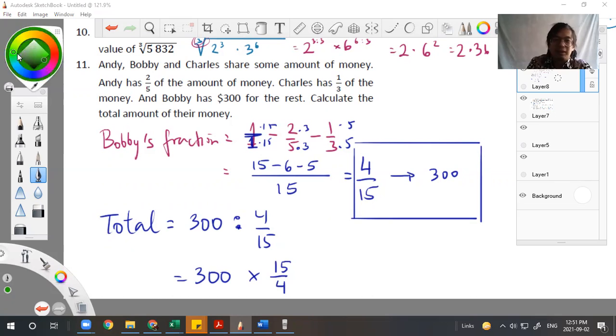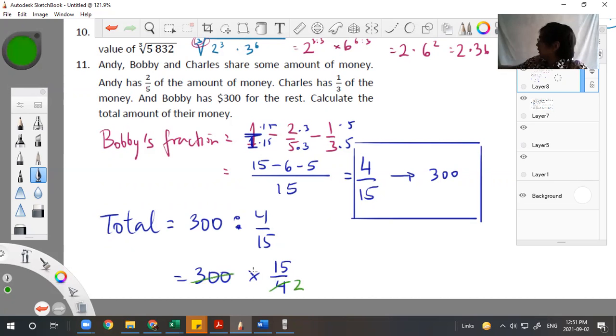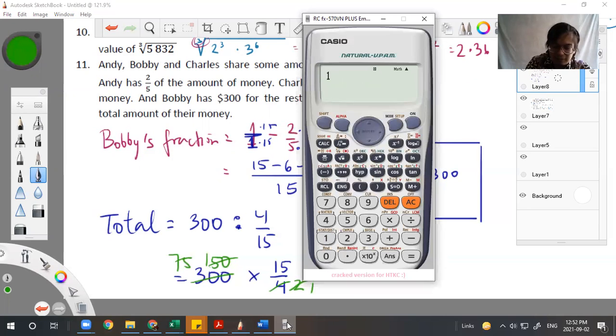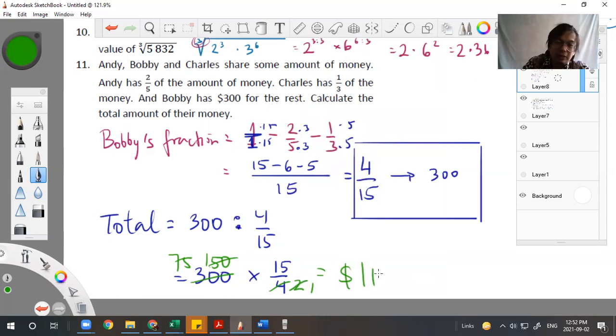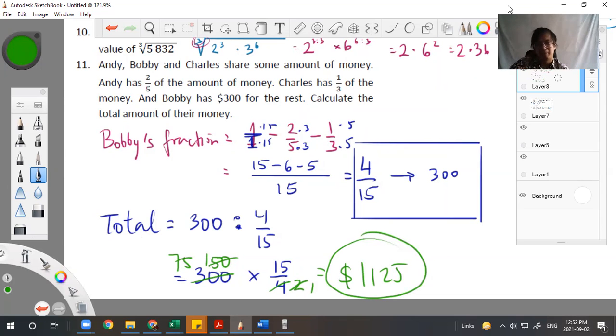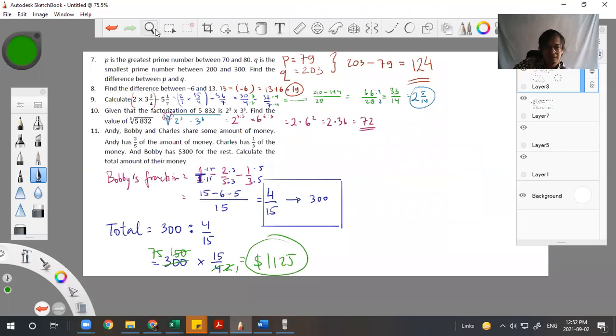You may divide this number by 2. Okay, you divide the number by 2, and then 150, and then you divide by 2 again, so it is 75. So 75 times 15, calculate 75 times 15, 1125 in total. So they are sharing this amount of money among 3 persons. Let me know whenever you have any question.